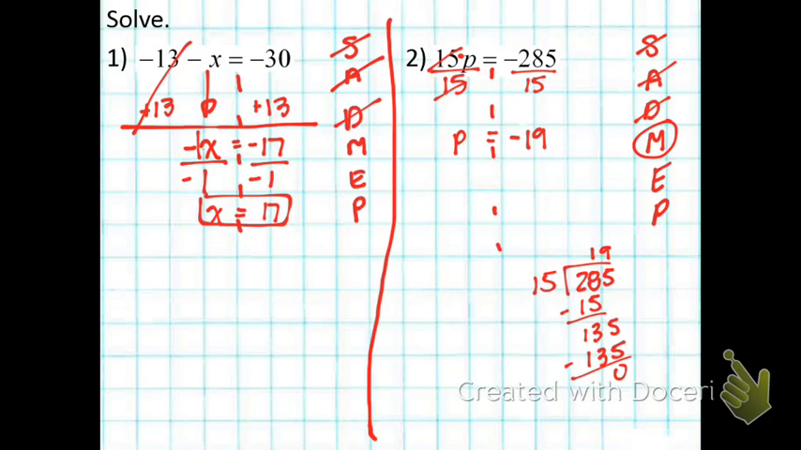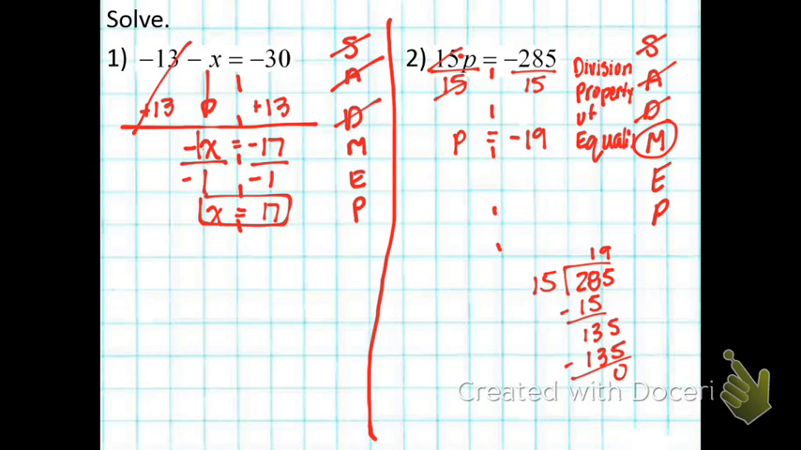Okay, and the thing that we need to do is justify our answers, and we didn't do that on the first one. But what did I just do? I used the division property. So I'm going to write division property of equality.